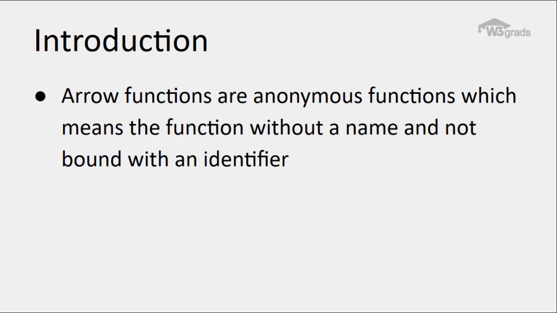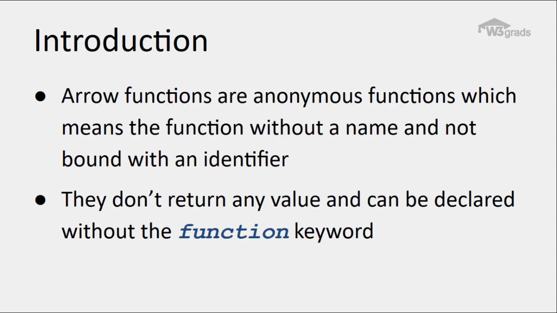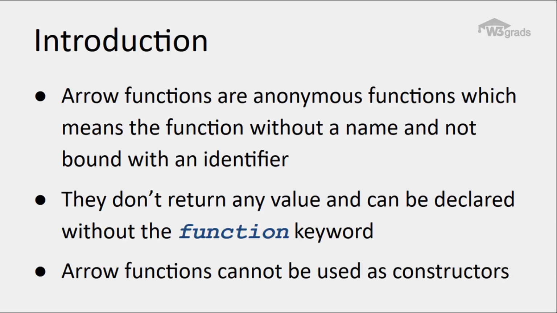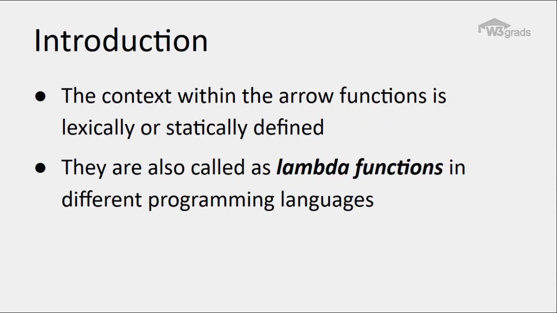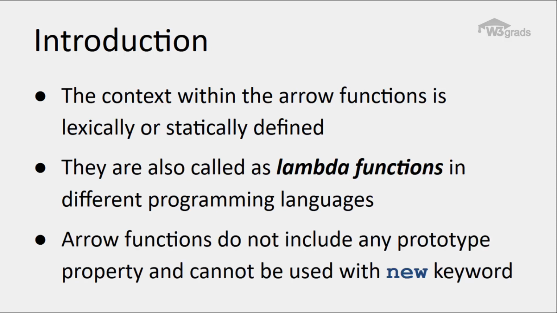Arrow functions are anonymous functions, which means functions without a name and not bound to an identifier. They don't return any value by default, and can be declared without the function keyword. Arrow functions cannot be used as constructors. The context within arrow functions is lexically or statically defined. They are also called lambda functions in different languages. Arrow functions do not include any prototype property, and they cannot be used with the new keyword.